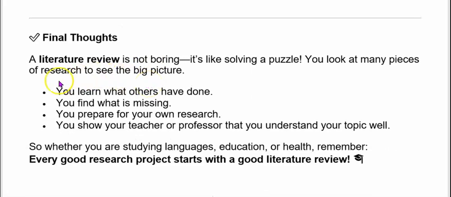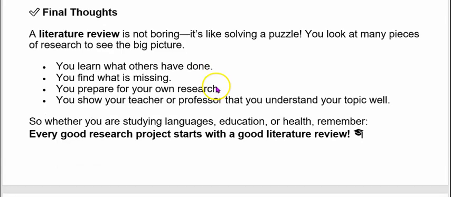Final thoughts. A literature review is not boring. It is like solving a puzzle. You look at many pieces of research to see the big picture. You learn what others have done to find what is missing. You prepare for your own research. You show your teacher or professor that you understand your topic well. So whether you are studying languages, education or health, remember every good research project starts with a good literature review.